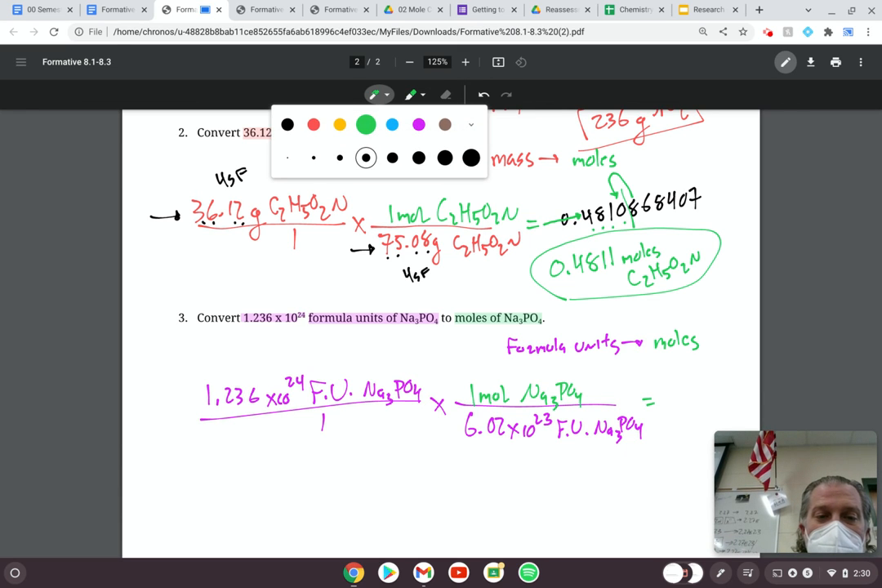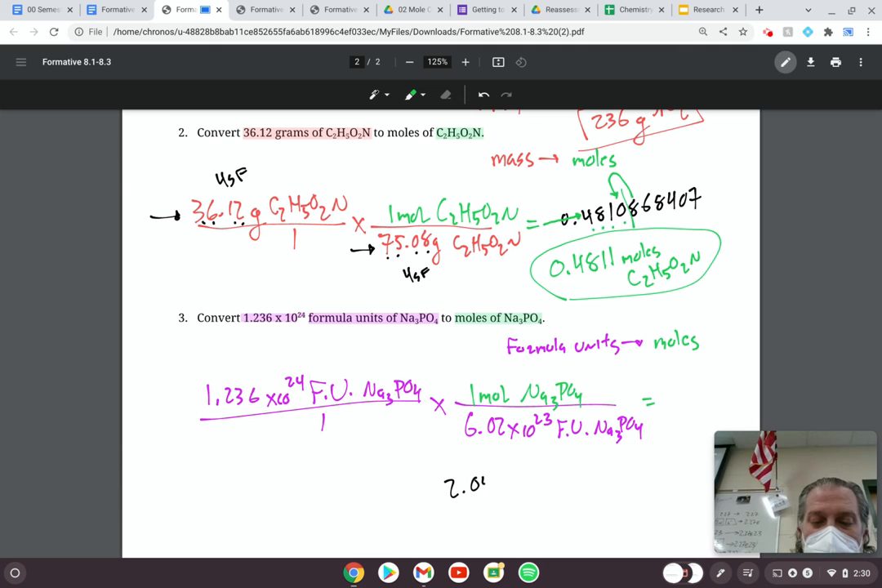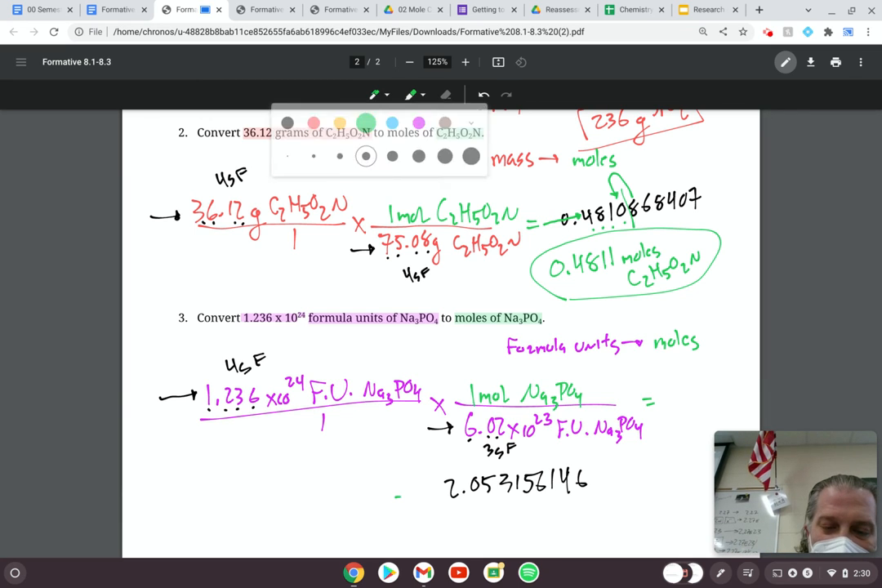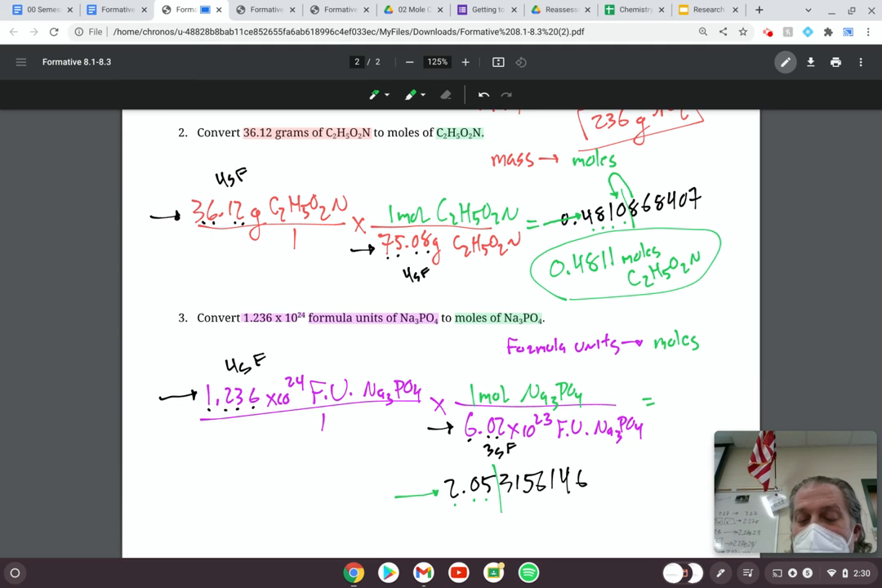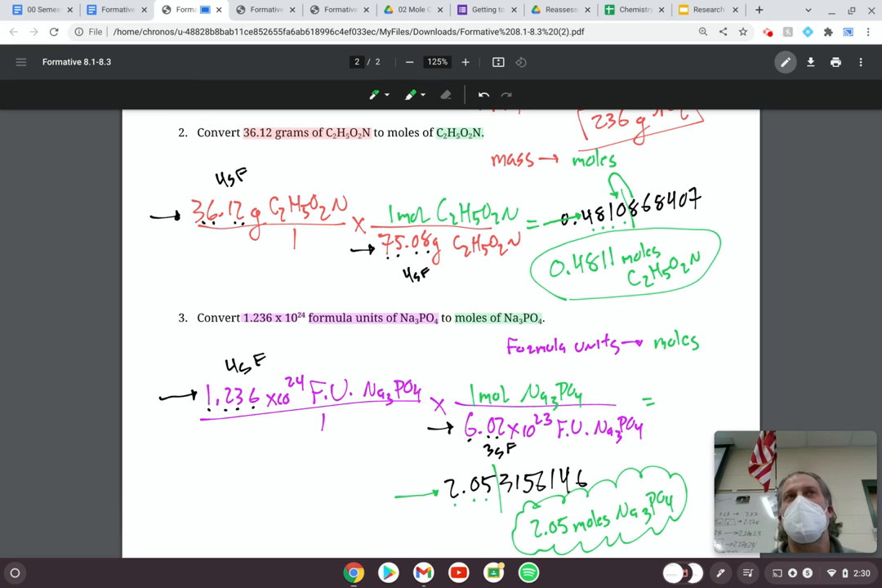And my calculator gives me a value here of 2.053156146. I do need to assess significant figures, so I'm going to count 1, 2, 3, 4 sig figs here, and 1, 2, 3 sig figs here. So my answer needs to have 3 sig figs. So I draw an arrow and count 1, 2, 3. I usually draw a line, and I see that that 3 cannot round that 5 up. So the answer is going to be 2.05 moles of Na3PO4. I might put that in a cloud because it's lofty.